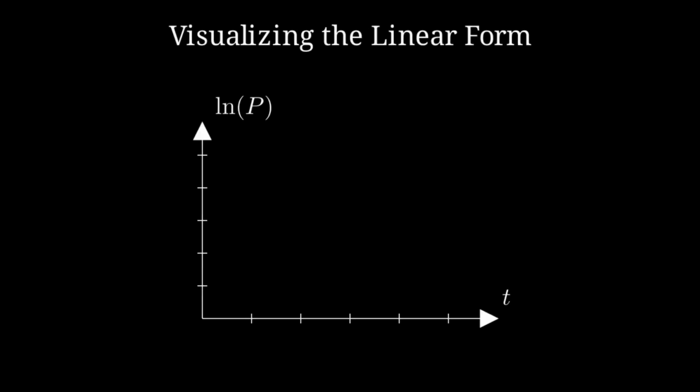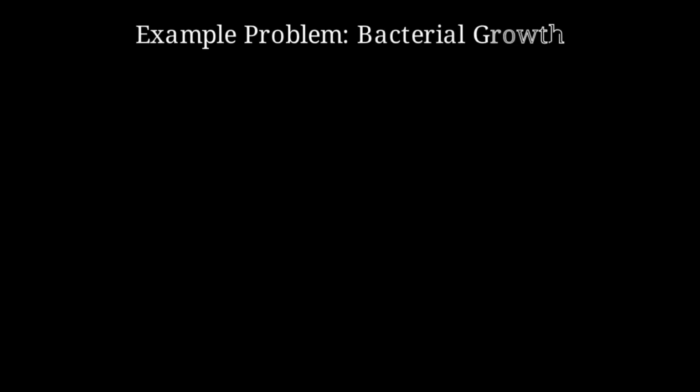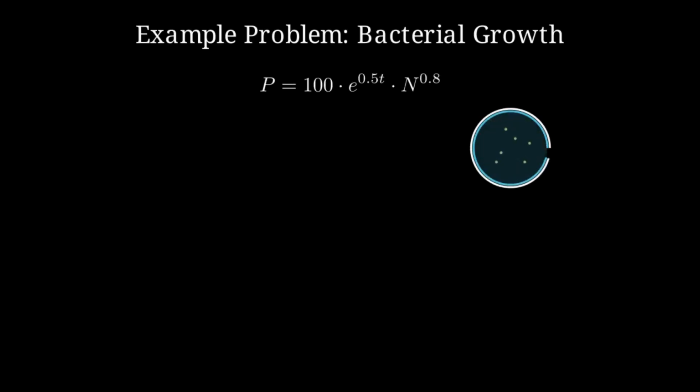Notice the structure: this is now in the form y equals c plus mx. If we plot the natural log of our data against time, the slope of the resulting line directly gives us the growth rate, r. Let's apply this to a real-world example. Suppose a bacterial population grows based on time and nutrient density.